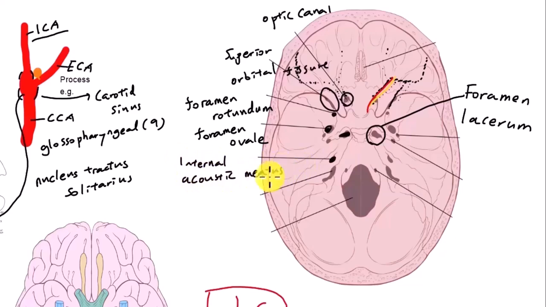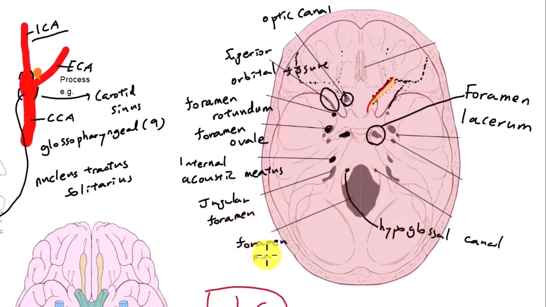Meatus meaning canal. This over here is jugular foramen. And this one over here is hypoglossal canal. And this over here is foramen magnum. And here is small perforations called cribriform plate. Through this region lies the cranial nerve 1, olfactory nerve.